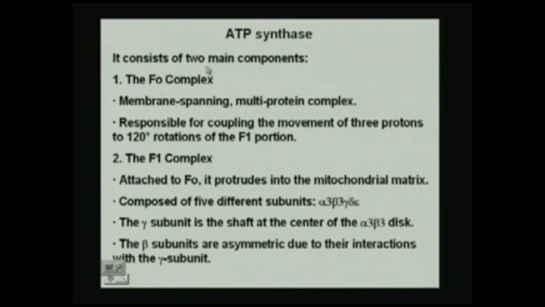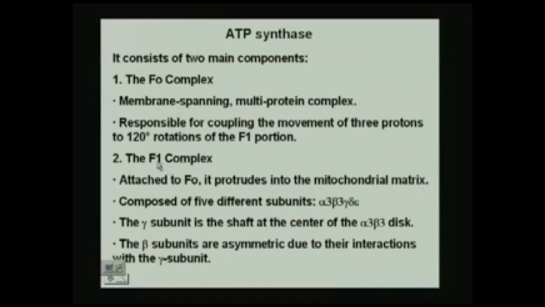What we need to know now is that in ATP synthase there are two main components. The two main components are an F0 complex and an F1 complex. The F0 complex is the membrane spanning complex. It is a multi-protein or multi-subunit complex, and it is responsible for the motion of the protein. We will see what that is in a moment.